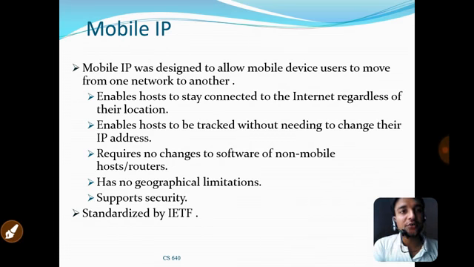So mobile IP was designed to allow mobile device users to move from one network to another. It enables hosts to stay connected to the internet regardless of their location, enables hosts to be tracked without needing to change their IP address, requires no change to software of non-mobile hosts or routers, has no geographical limitations, and supports security. It is standardized by the IETF. So that's what I told about mobile IP. Now let's see how the dynamically changing IP of a mobile can be fixed. It's very interesting, isn't it?